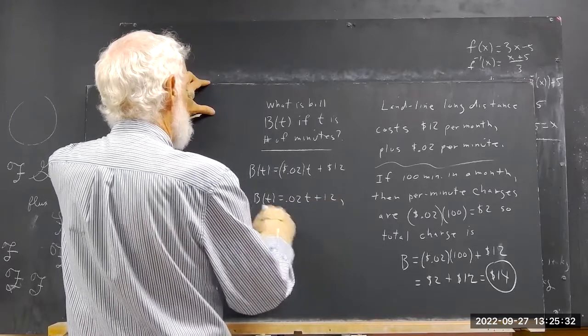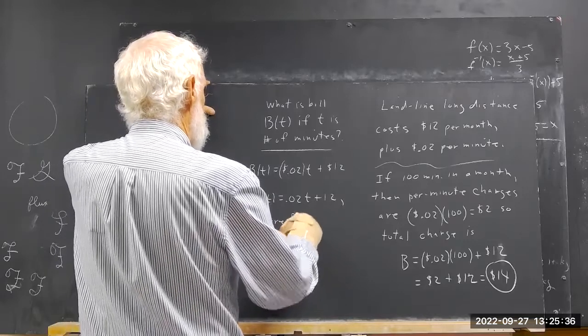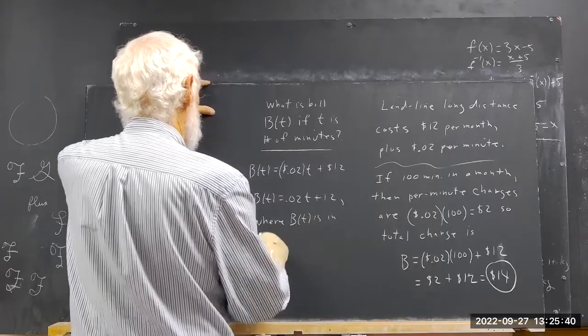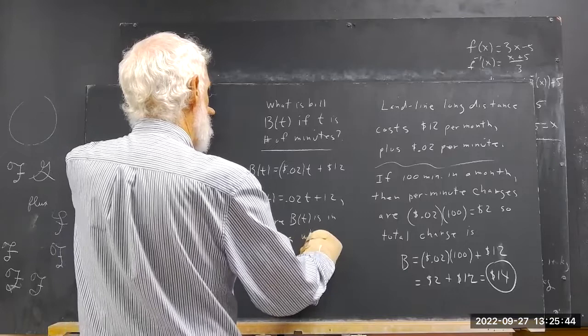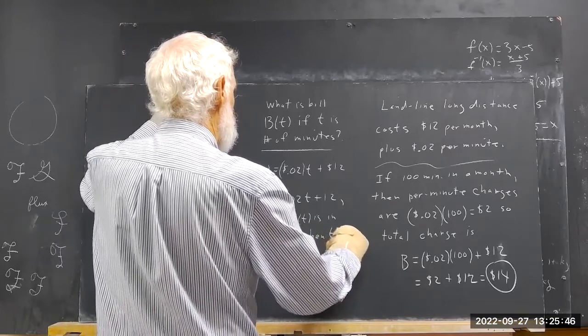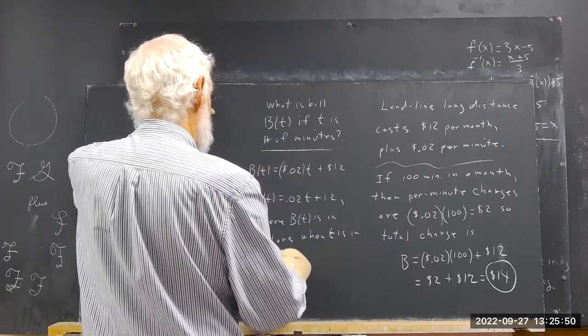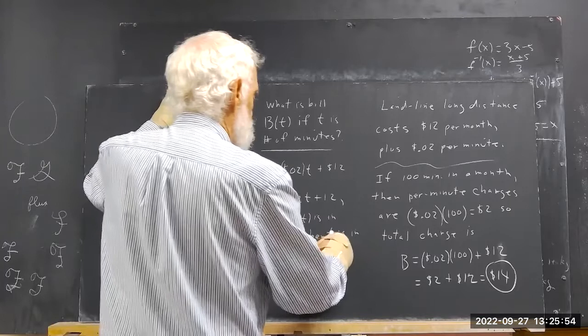We can write B of T equals 0.02 T plus 12, for B of T in dollars, for T in minutes.